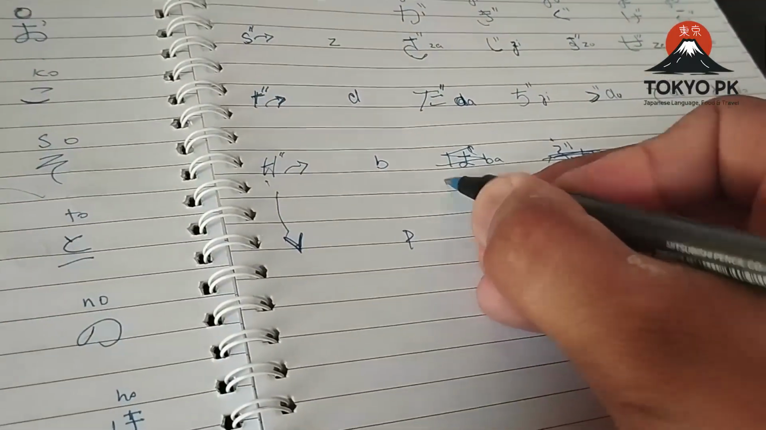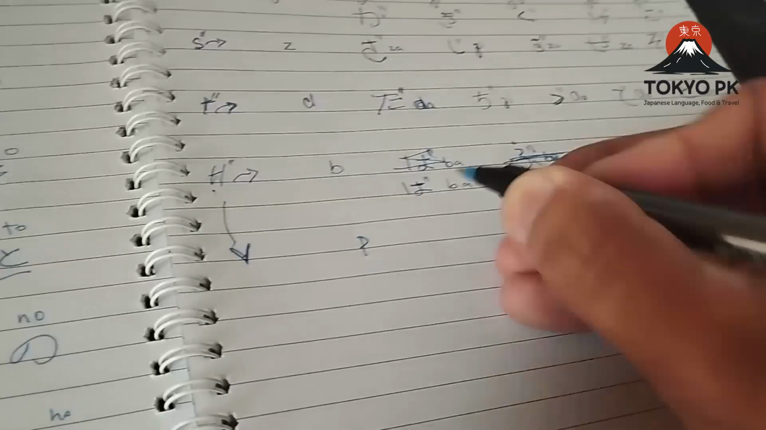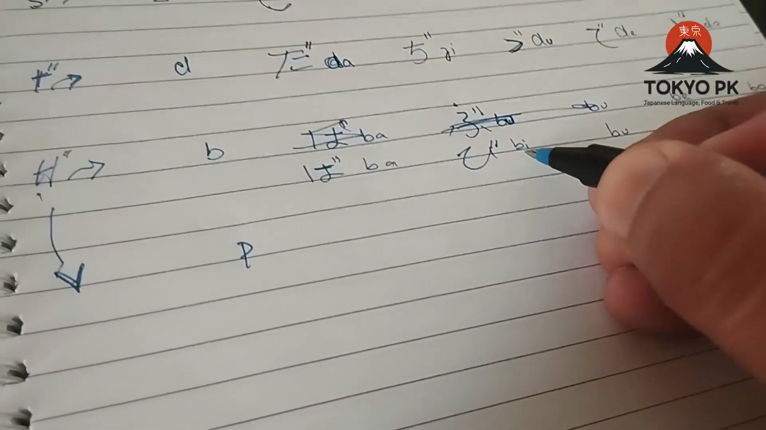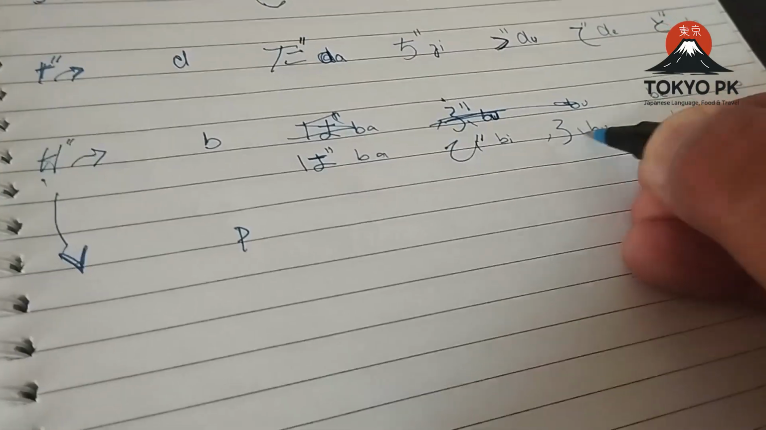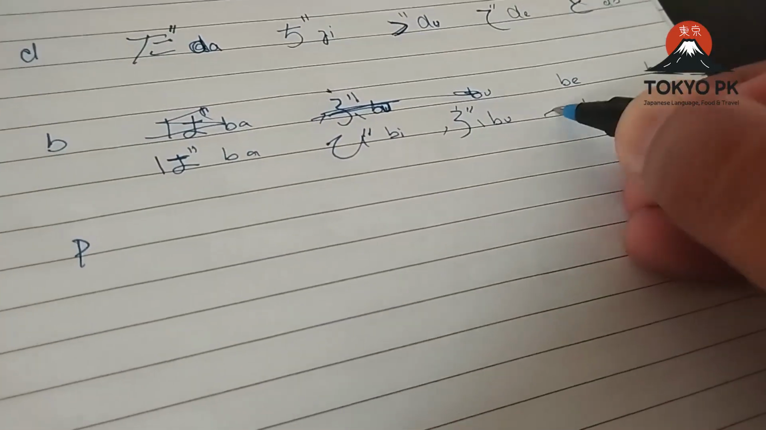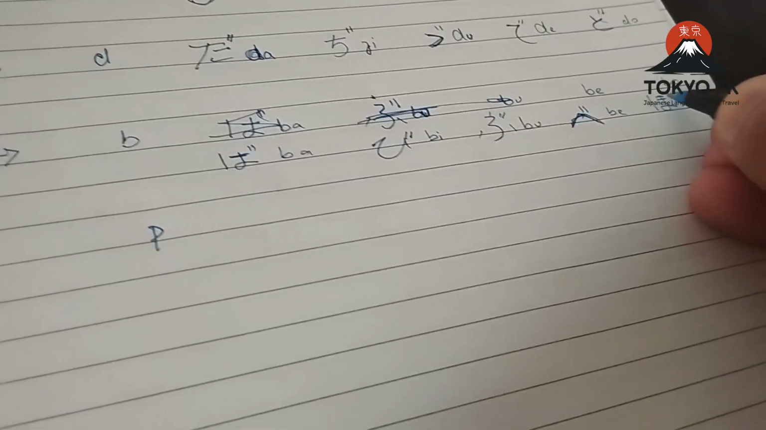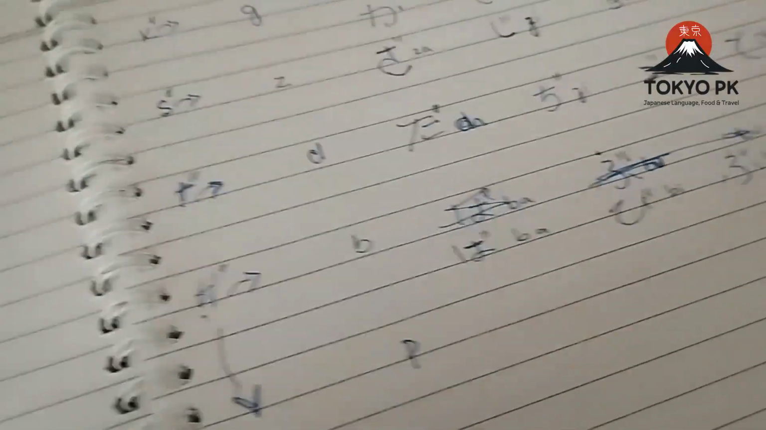Very simple, same as it is ha. How do we write this? Make it b. Now fu becomes bu. Double quote bu. Now be. Small mountain, we'll make it be. Double quote. You remember ho? Same thing, double quote added becomes bo.